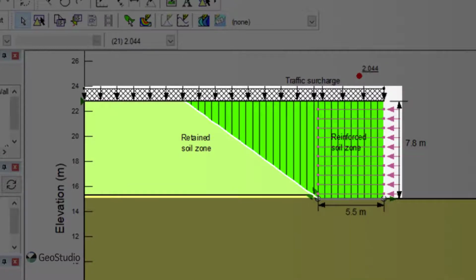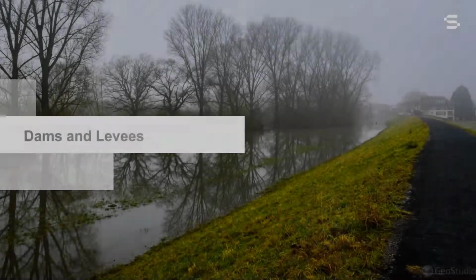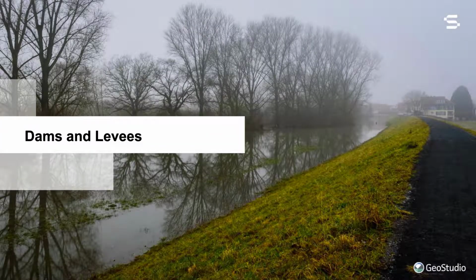Next, let's talk about dams and levees. A very large percentage of our customer base works on the design, construction, remediation, and management of hydraulic structures. These structures are often required to limit water losses and pore water pressures through the barrier. With GeoStudio, you can evaluate the performance of dams and levees with varying levels of complexity.